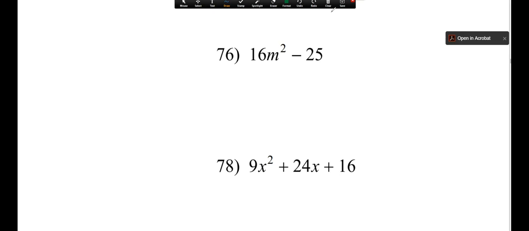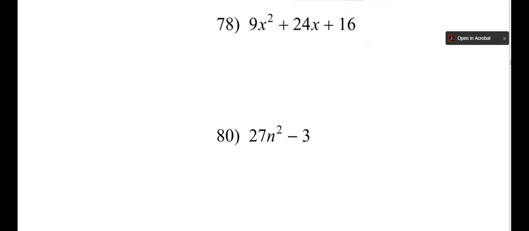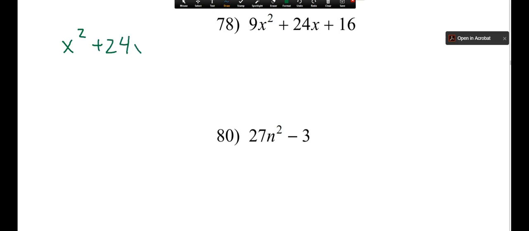Does number 78 have a greatest common factor? 3. Hold on, I need to scroll it up. 3, well, not quite, because 3 doesn't go into 16. 1 plus 6 is 7, and that doesn't divide by 3. So 3 does go into 9 and 24, just not 16. So I guess the answer is no. There's nothing in common to all of them. So I guess this would be one of those Berry method problems. So we'd have x squared plus 24x. So take 9 and multiply times 16. What do you get?